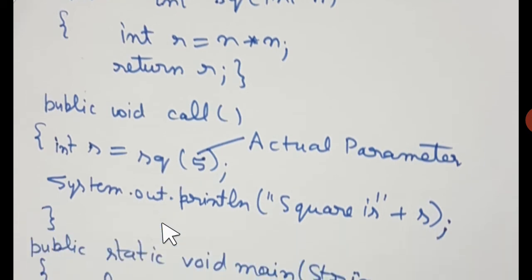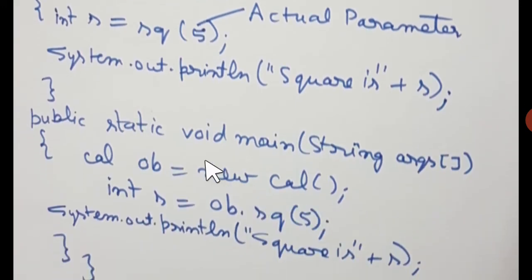And after that we can write square is s. So square is will be written as it is, and s will print its value. Students, after that there is a main function where we'll create the object of the cal class. So cal ob equal to new cal, and after that int s equal to ob.sq. In the parenthesis I have passed 5. So finally students, what's going to be printed for the square? It's going to print 25. Alright, so I have given both the examples here. Whichever is required, you will apply the concept that way.